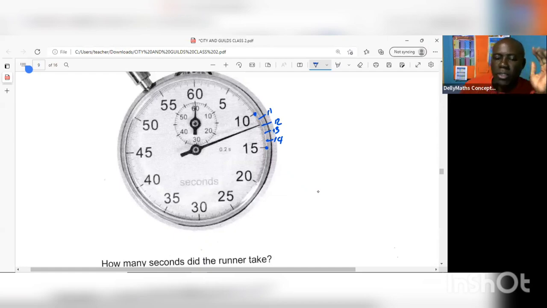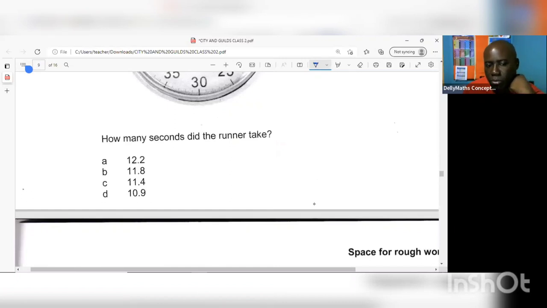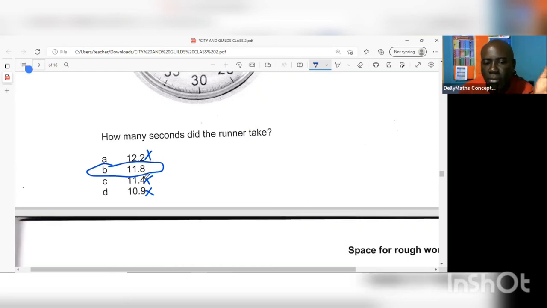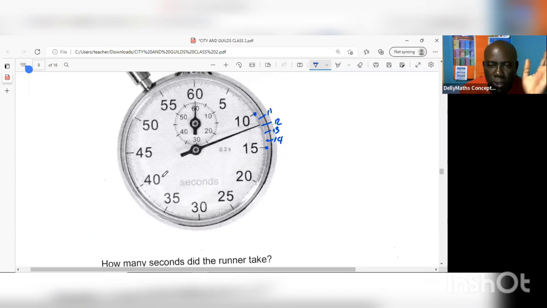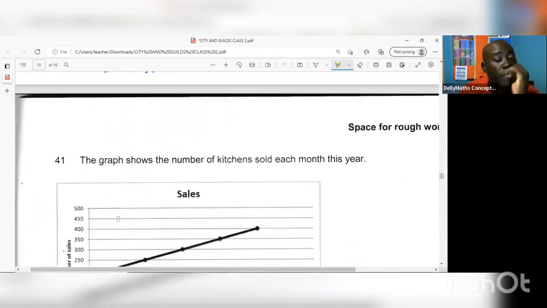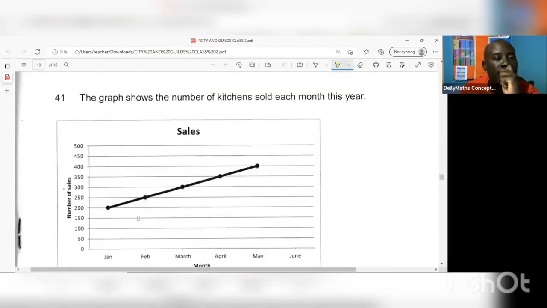It's not yet 12, but it's very close. I'm looking for 11 point something. So this is close, but not there. The answer is 11.8. 11.4 would not cut it. If you look at how close it is to 12 here, you will see, right there, very close to 12.